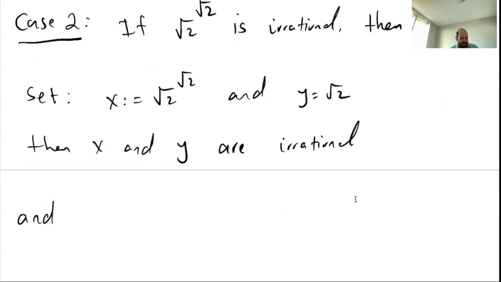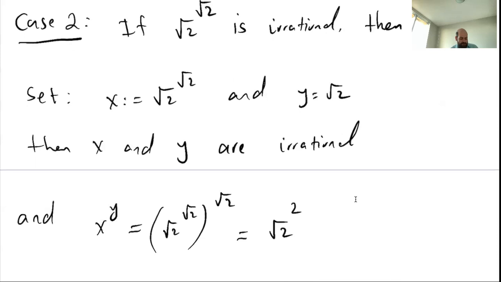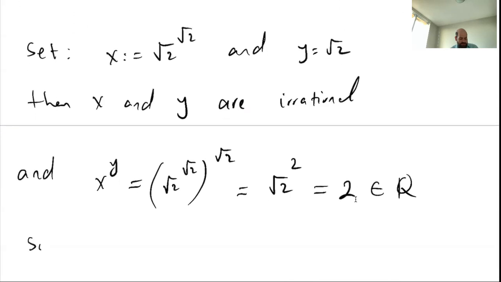And x to power y will be how much? √2 to power √2, then the whole to power √2. How much is this number if I simplify? √2 to power √2 times √2 is 2. √2 to power 2 is 2, which is rational. So x to power y is rational.